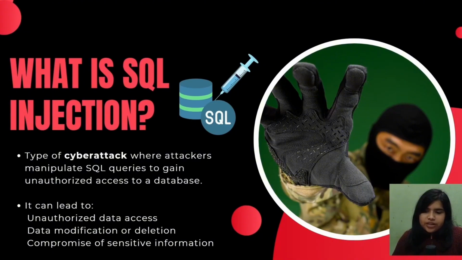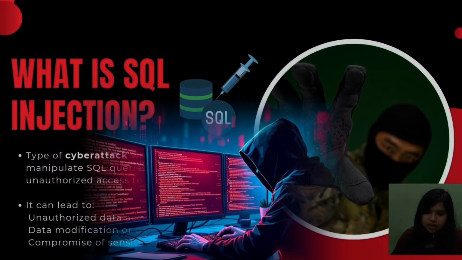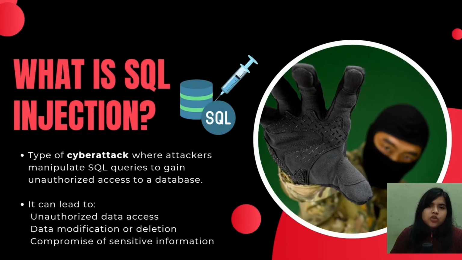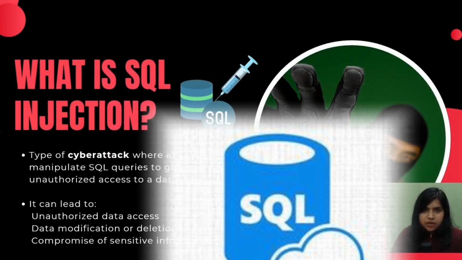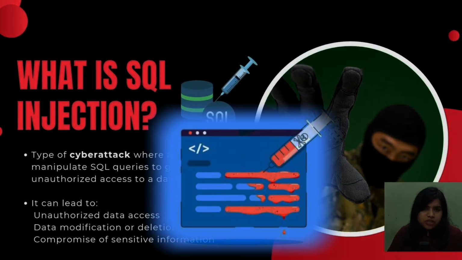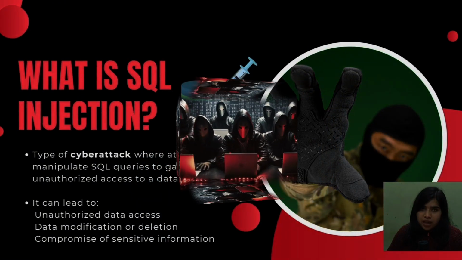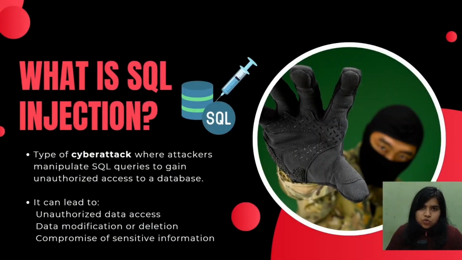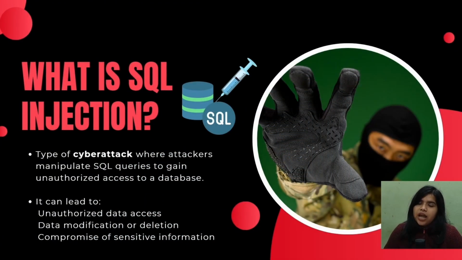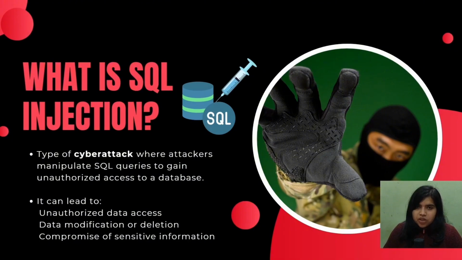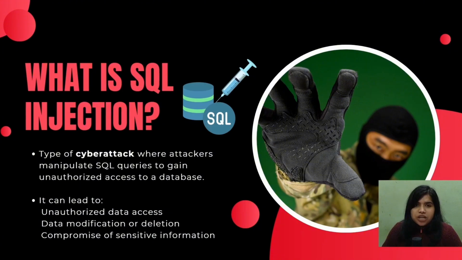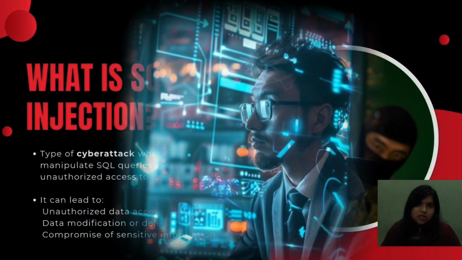Starting with what is an SQL injection, it is a type of cyber attack where attackers manipulate SQL queries to gain unauthorized access to a database. Whenever we have a website, we always have a database, and in that database we store the information related to our users. In an SQL injection, cyber attackers use some code and give it to your application through inputs. That code ends up in the SQL query, and when you are not using techniques to prevent this, the complete query gets run and they are able to get access to your database.